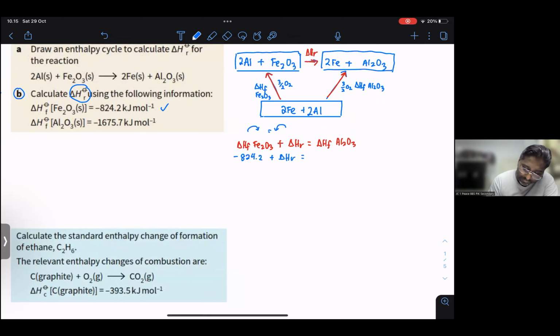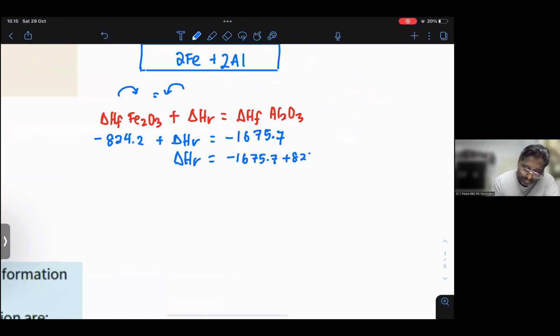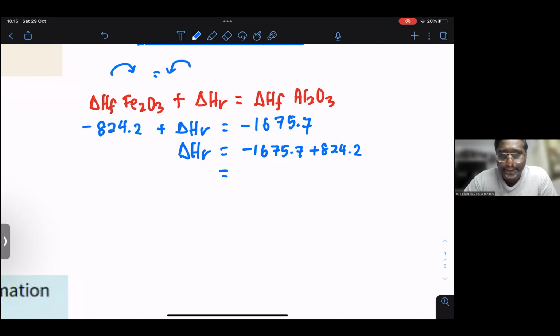1675.7. So the enthalpy change of reaction is going to be negative 1675.7, you plus 824.2. I need your help to calculate this, so that it will be easier. Once you have calculated, please let me know. Just say the answer, no need to type.